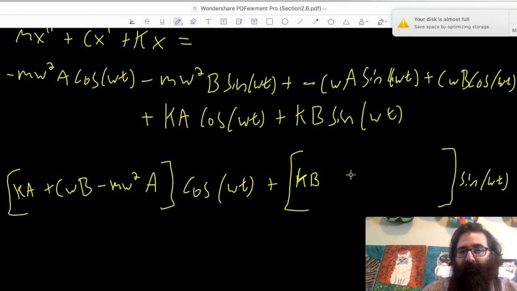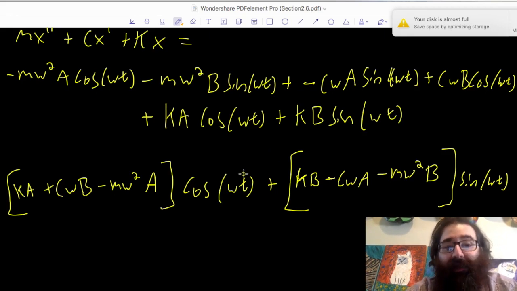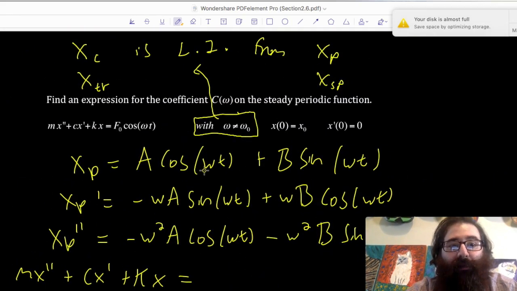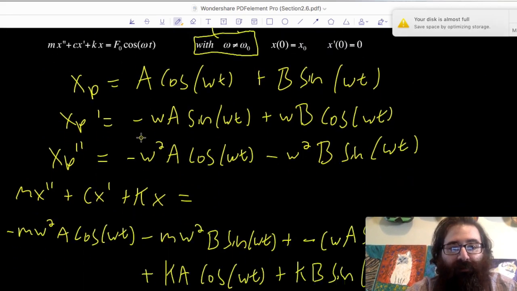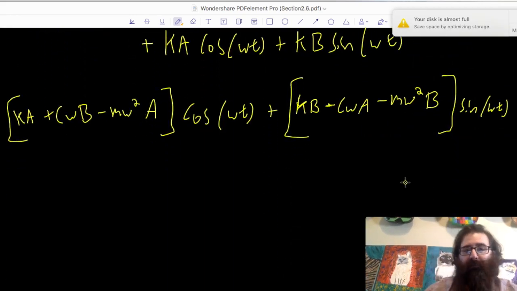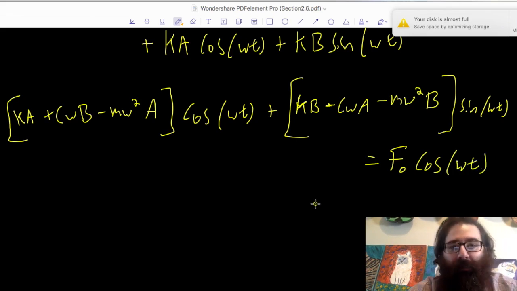And then here I have negative c omega a. And then negative m omega squared b. So now I have everything grouped nicely, and this should be equal to f sub 0 cosine omega t. So what does that mean? Well, it means two things.